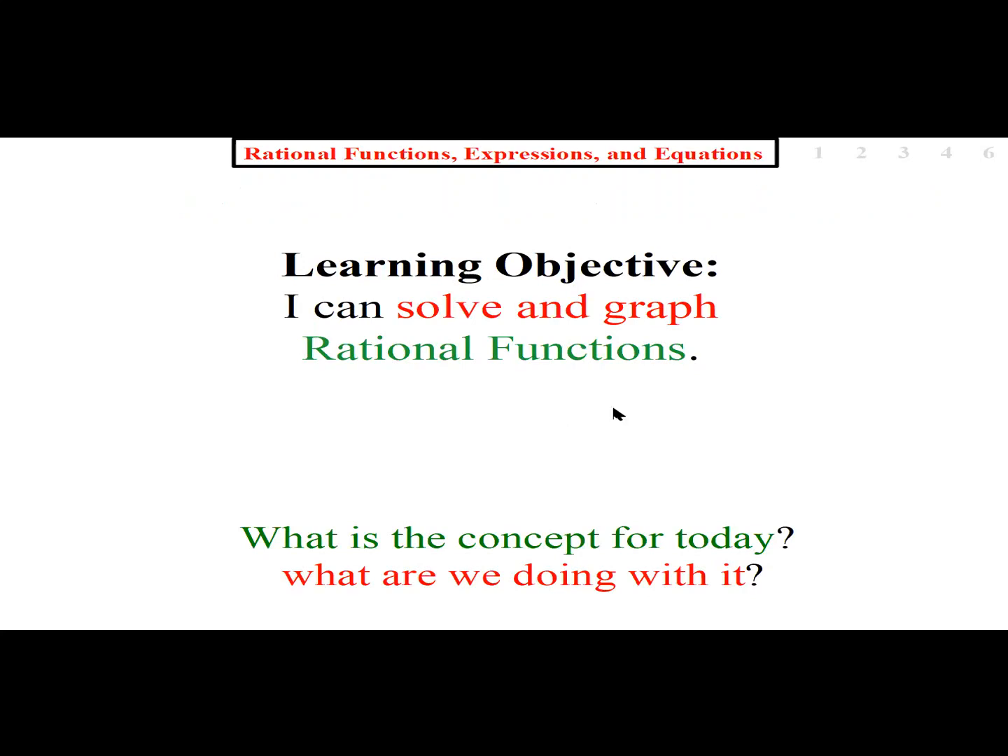I can solve and graph rational functions. Our objective for today, I can solve and graph rational functions. Like I said, today we're only going to focus on graphing. And what are we graphing? Rational functions, our new concept for today. So in your Fourier model, you're going to write rational functions.